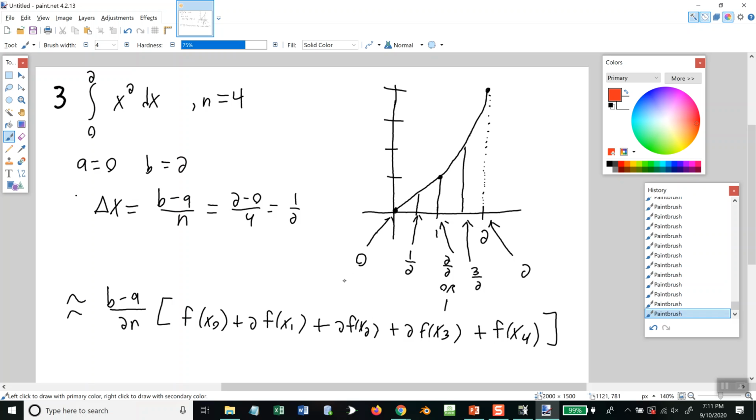Should try to draw this bigger next time so you can see it a little bit better. This first one is our x0. This next one is our x1. This is our x2. This is our x3. And this is our x4.